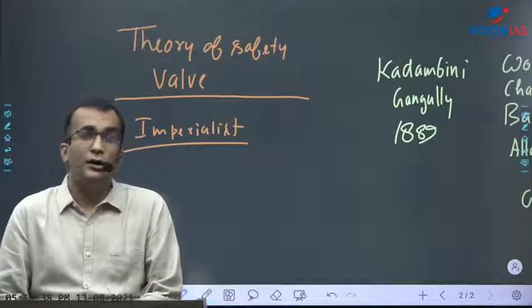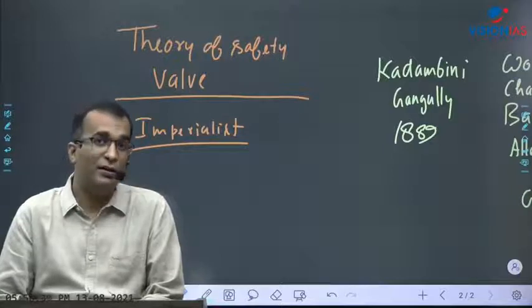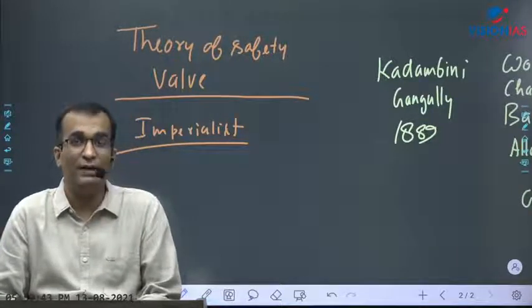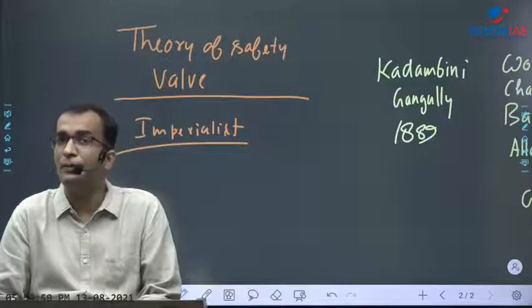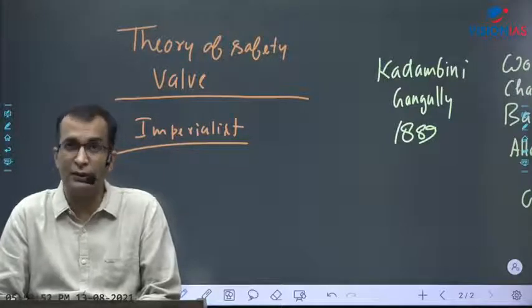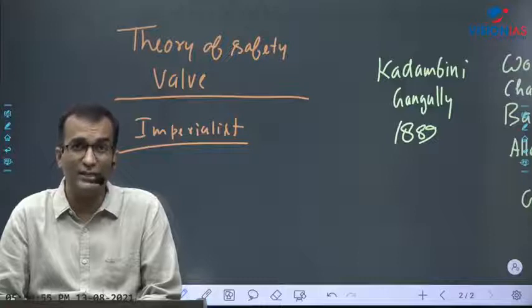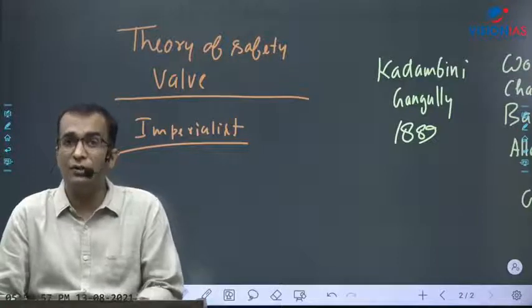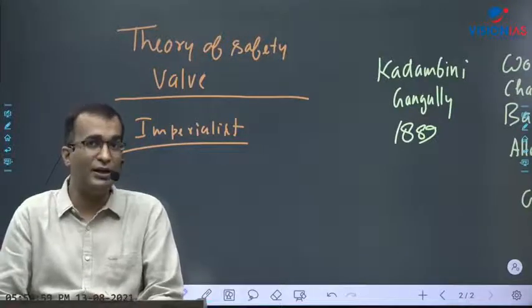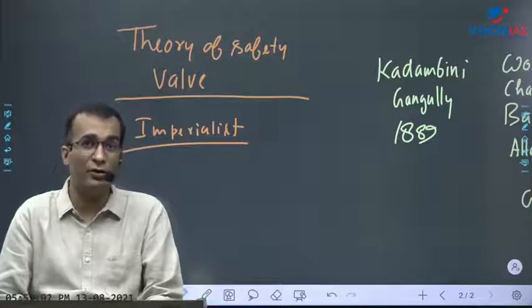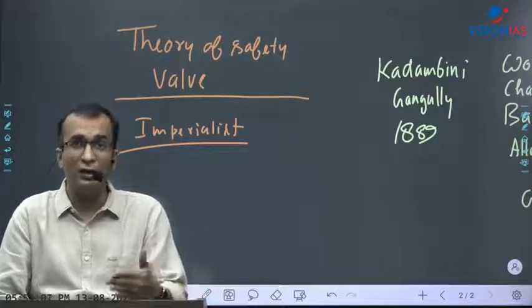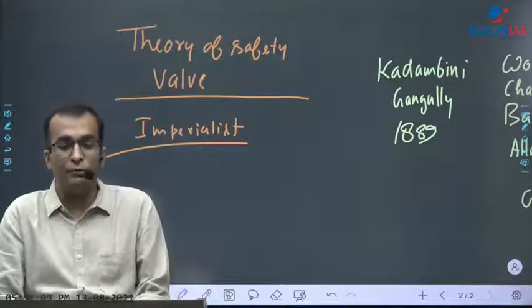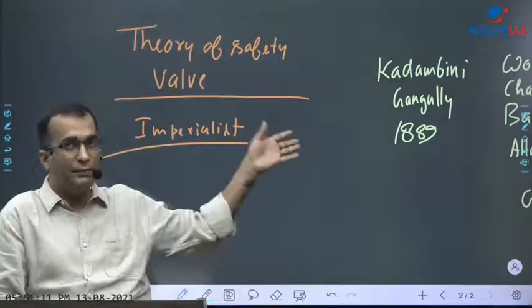Then the nationalists rejected this theory of the safety valve and they maintained that the creation of this organization cannot be attributed to a single person. And if this organization has come to the picture, it is because of the concerted efforts of the early nationalist leaders and also the regional leaders and regional organizations. And that's how it has come to the picture. Moreover, they rejected this imperialist view.